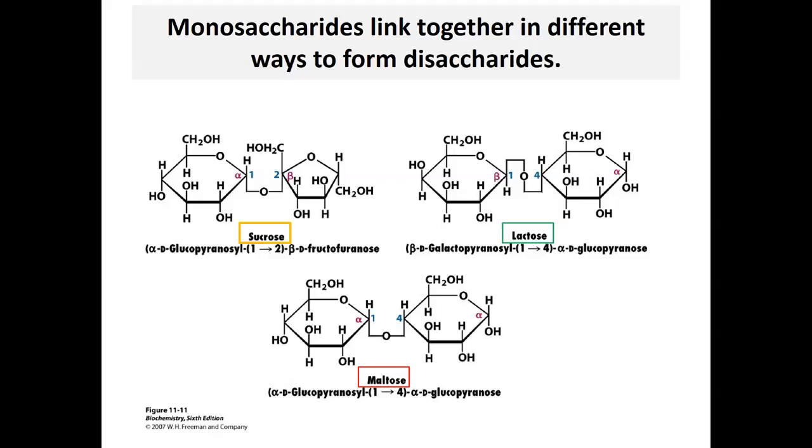But it is a 1,4 linkage. Now, the maltose, as I mentioned earlier, you have 2 glucoses linked by a 1,4 linkage. This is an alpha 1,4 linkage. Okay. Here you have your beta 1,4 linkage.